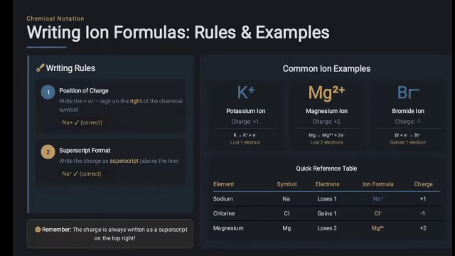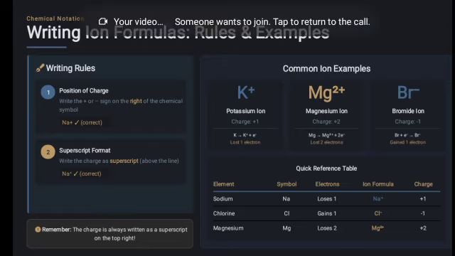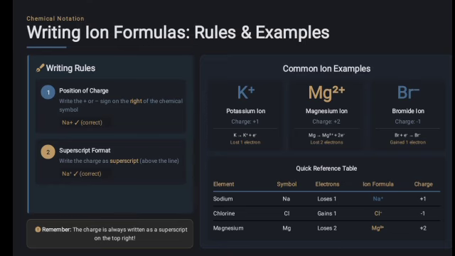Now, how are we able to write an ion formula? There are some rules and examples I am going to discuss with you. First of all, writing rules. What is the writing rule for an ionic formula? Position of charges: we just have to write the positive or negative sign on the right of the chemical symbol.